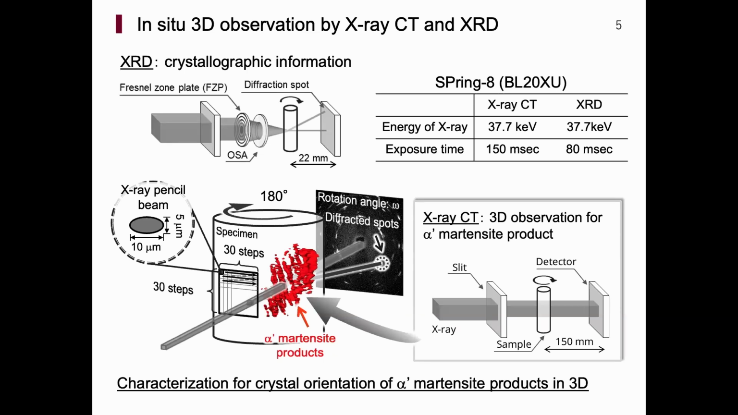For XRD analysis, we scanned the specimen surface with X-ray pencil beam and rotated the specimen 180 degrees to obtain 3D crystallographic information. The combination of these XRD analysis and X-ray CT allowed us to characterize and index the crystal orientation of martensite products in 3D.